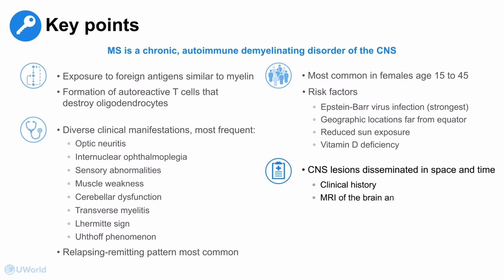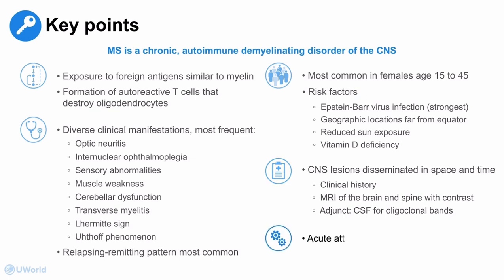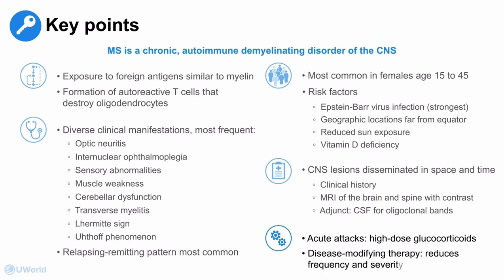An MRI of the brain and spine with contrast is also performed in all patients and can aid in the diagnosis. Testing the cerebrospinal fluid for oligoclonal bands can also be a useful adjunct. Acute attacks are treated with high-dose glucocorticoids, and most patients are started on disease-modifying therapies to reduce the frequency and severity of relapses.